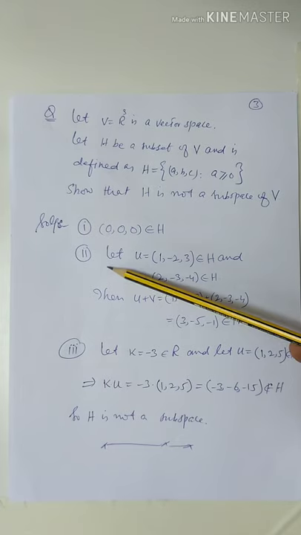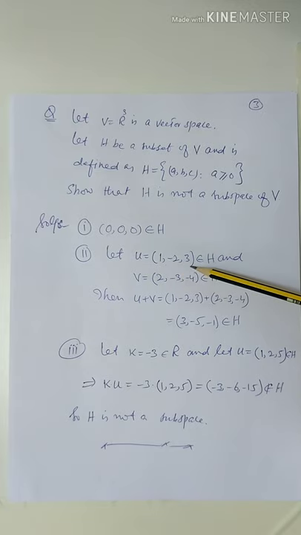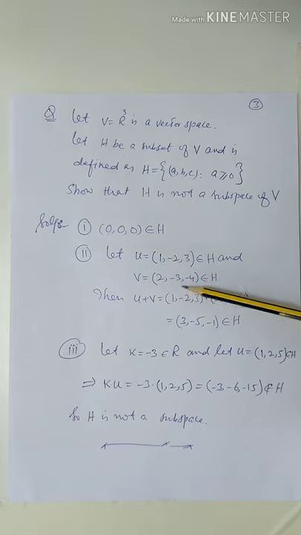Now if you move to the second condition, let u be any vector, just like now 1, minus 2, 3. We have taken this vector, and it belongs to H. Why does it belong to H? Because you must check the condition. The condition is A must be greater than or equal to 0. Here A is 1, and 1 is greater than or equal to 0. For B and C you can take any number, there is no problem.